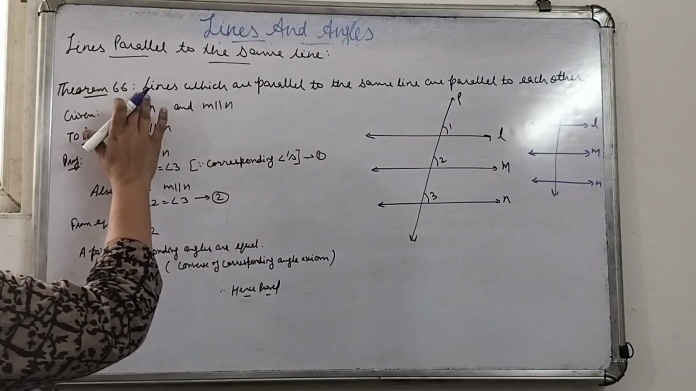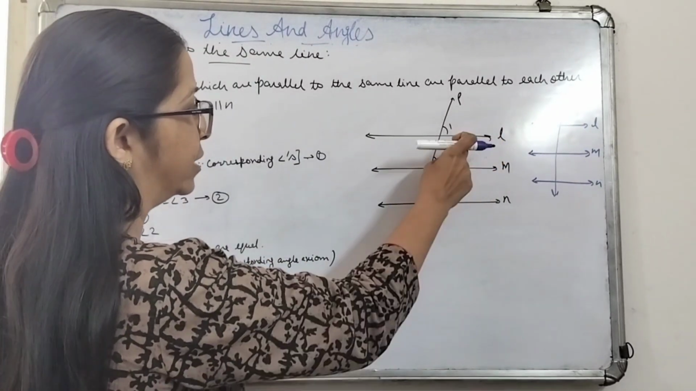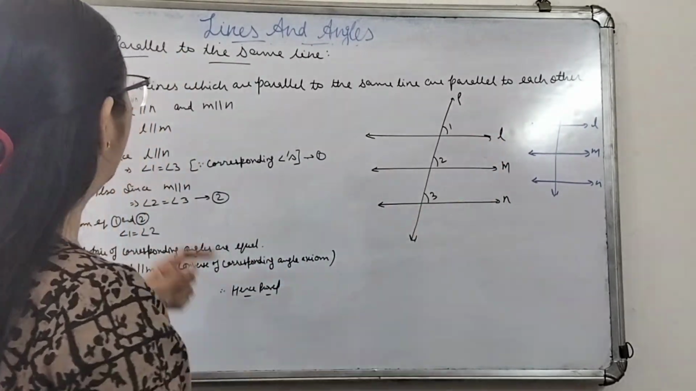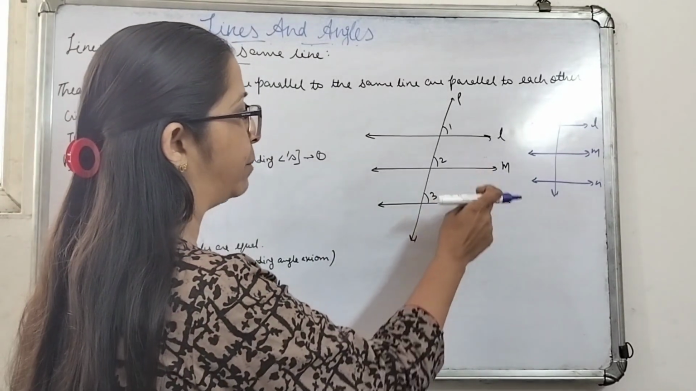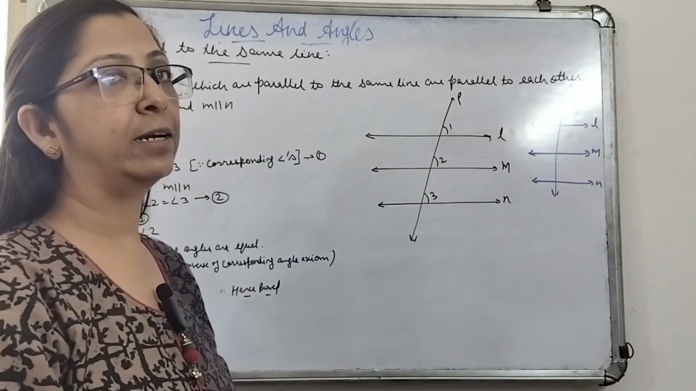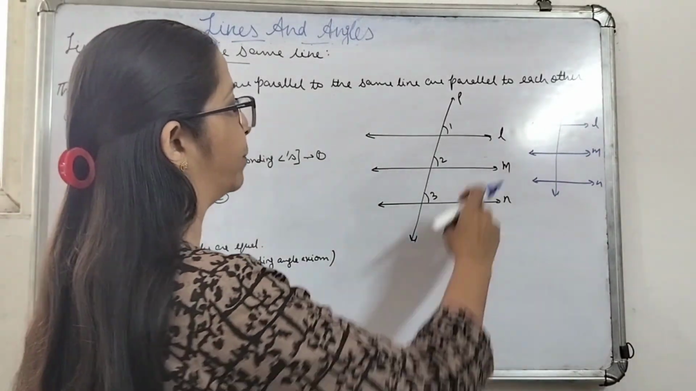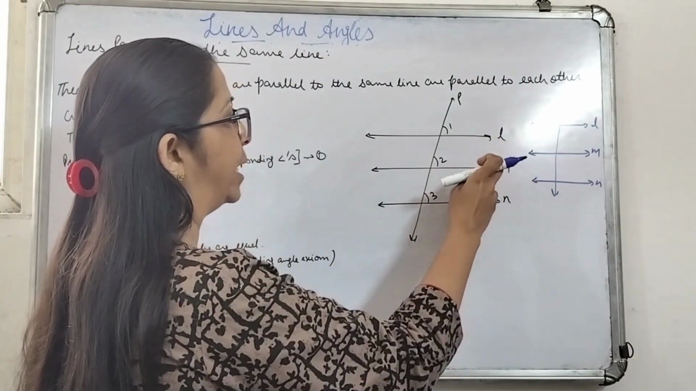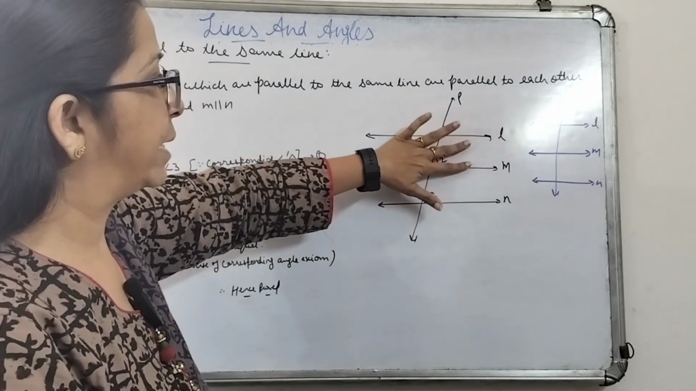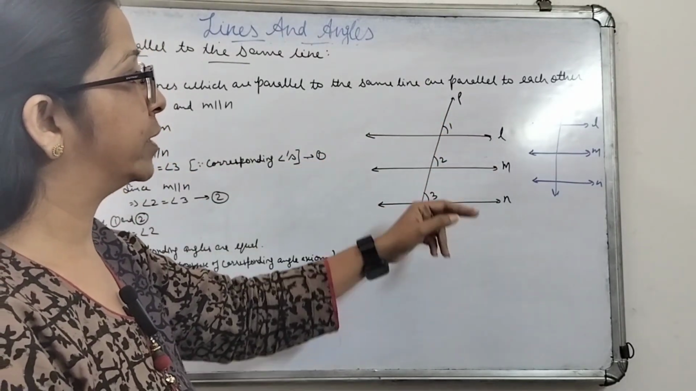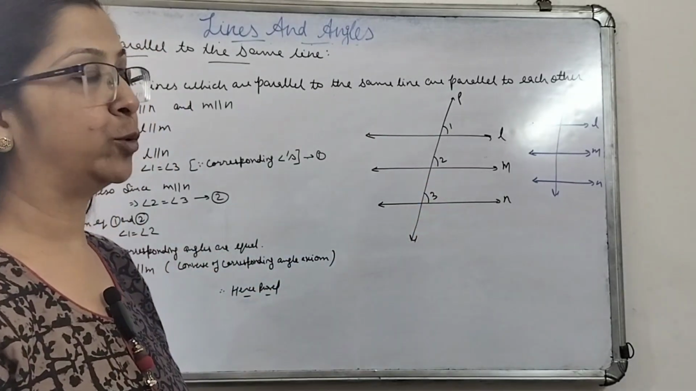So what is given to us is that L is parallel to N. That means L and N, these two lines, are parallel to each other. Along with that, it is even given that M is parallel to N. That means M and N, these two lines, are also parallel to each other. We have to prove that L is parallel to M. We have to prove that L and M both are parallel to each other. These two lines are parallel, this we have to prove. It is already given that L and N are parallel and M and N are parallel to each other.